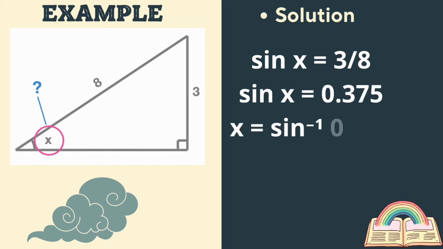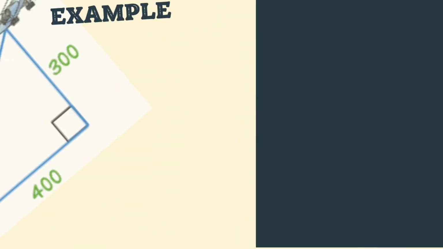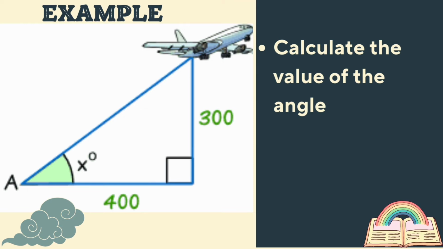So sine x now, which is the angle we are looking for, is the opposite, which is 3, all over the hypotenuse, which is 8. So sine x will be equal to 0.375. When you take the sine inverse of that value, 0.375, you are going to have 22.02 degrees.